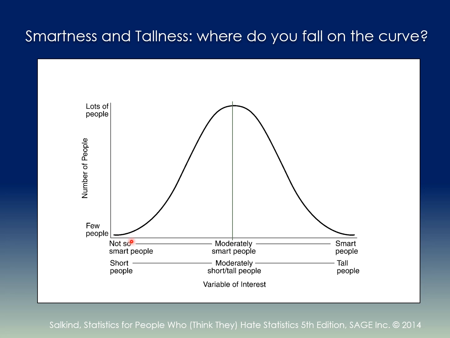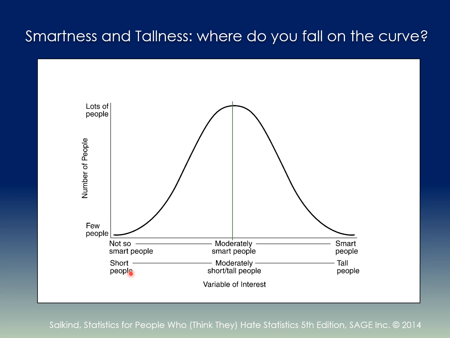So as we move along from left to right, as we move from not so smart to very smart, we see that the number of individuals who fit this description begins to grow until you get somewhere in the center. And so we actually have most of the people, the highest frequency of folks, in the moderately smart category. The further we go in terms of smartness, the fewer people we see who fit that particular characteristic, until we get down to the very end. It's the same thing with height.